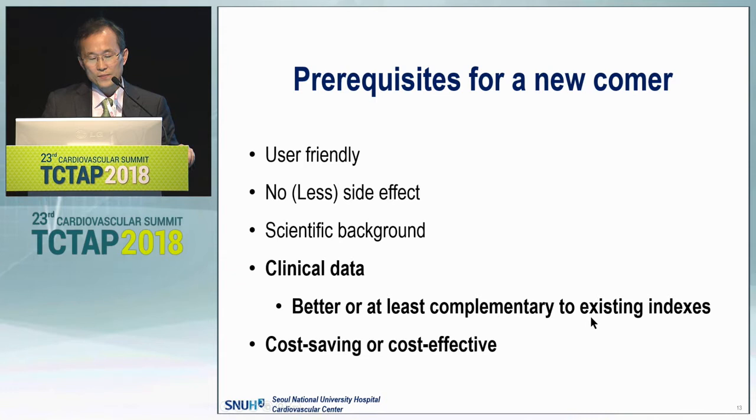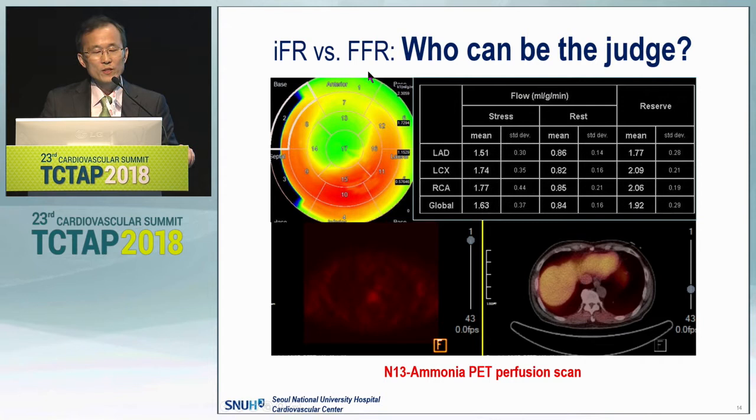another scientific background and cost-effectiveness issue. I already mentioned that if you use FFR as a gold standard, there's no way that IFR can prove its superiority to FFR. So that's the reason we need a right judge for this decision. There can be several others, but I think that the PET scan, which can provide relative perfusion decrease, stress flow, rest flow, and coronary reserve, may be the best one to give a right answer and right decision.